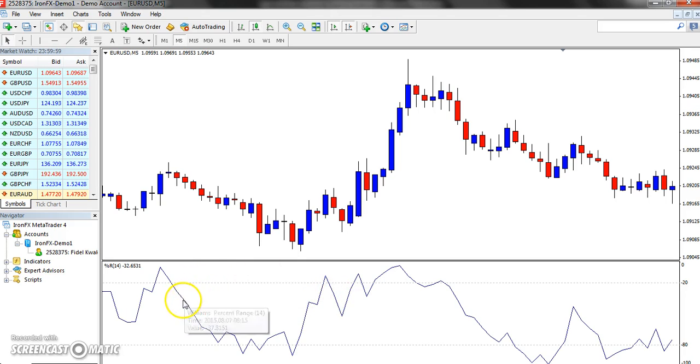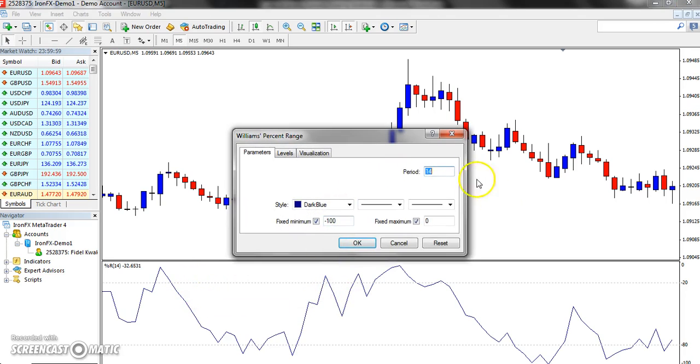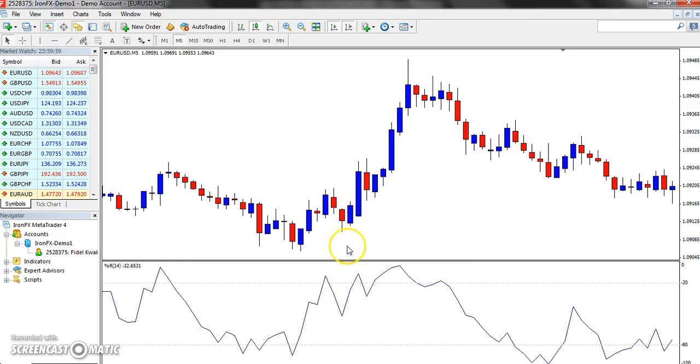Okay, let me go back and show you. The period: some people reduce it to anything they really like, to 7, 4, 5, 2, anything they like. But I usually leave it at the default, which is 14. Leave it at the default 14, or as and when you switch things, you will get to know which period works best for you, and then you can use that to trade. So that's it. The default is 14.